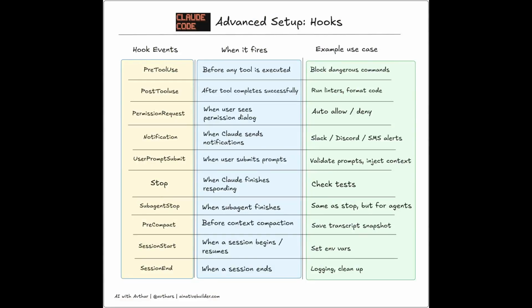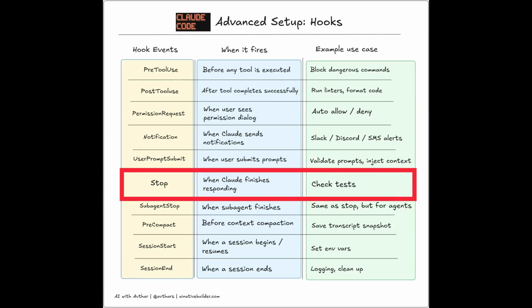Bonus step number 2 is to set up hooks for advanced automation. Hooks let you insert determinism into your Claude Code workflow. They're basically scripts that can run automatically at certain points in the Claude Code lifecycle, like before a tool call or after Claude finishes a task. For example, I use a stop hook that checks if tests pass when Claude finishes, and if they don't, the hook tells Claude to keep going and to fix them.